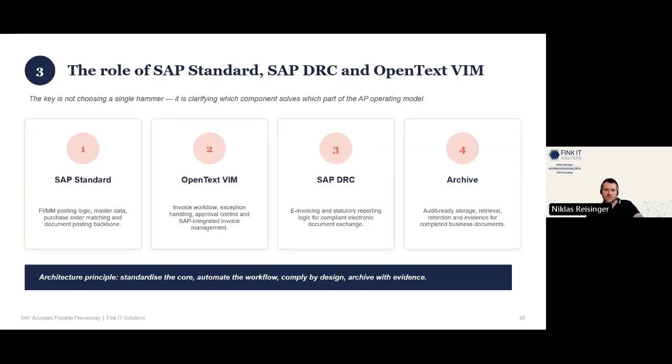So the first tool we want to show you solving your pain points regarding the e-invoicing is SAP DRC, but first of all, we have 4 components that are involved in that process. So you have your SAP standard for posting logic, you have your master data, maybe your SAP standard is about to change from your old system to S4 system. Second pillar, you have OpenText vendor invoice management, invoice workflows, exception handling, approval, and last step, the posting in the SAP standard. So it's a second pillar.